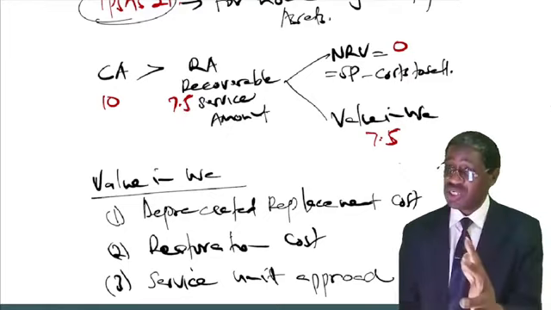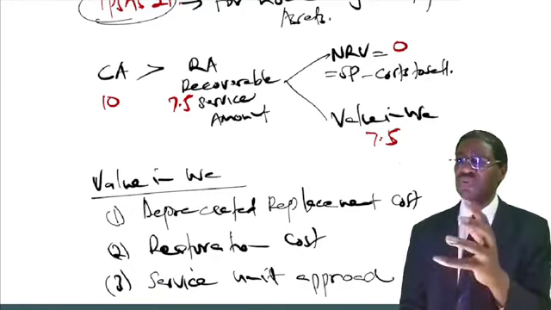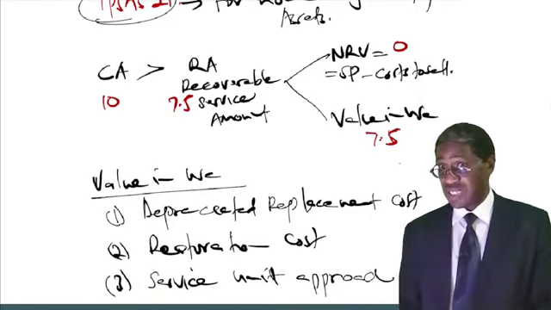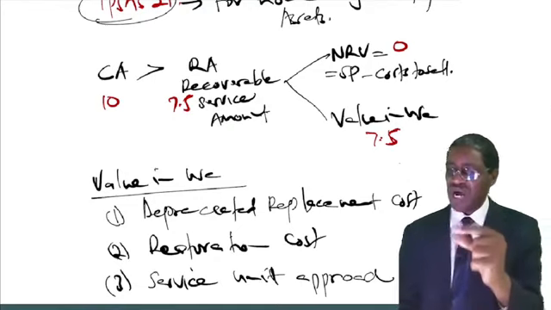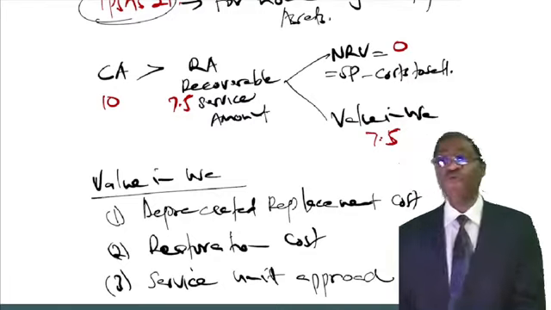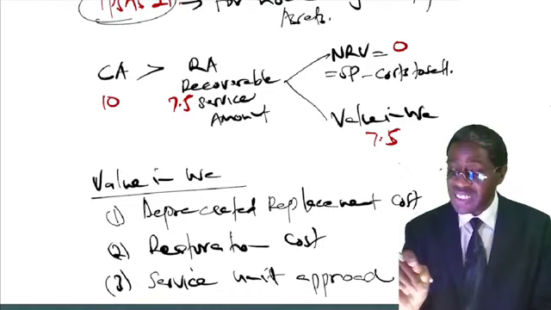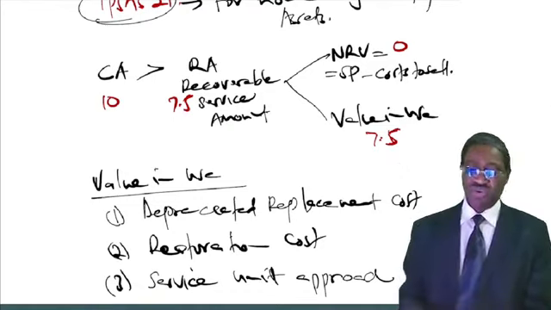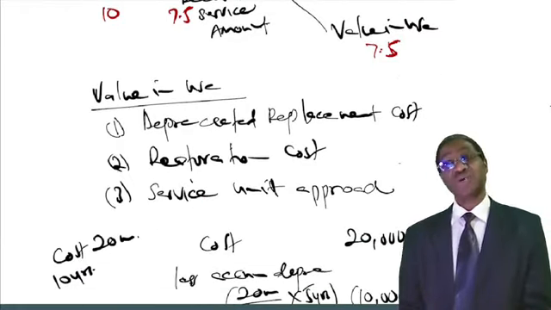Then you ask yourself, has it suffered impairment? Carrying amount of 10 million, it has a recoverable service amount of 7.5 million. Has it suffered? The answer is yes. How much? 2.5. So I'm through now with the first method of computing the value in use for a non-cash generating asset, which can use the depreciated replacement cost method.